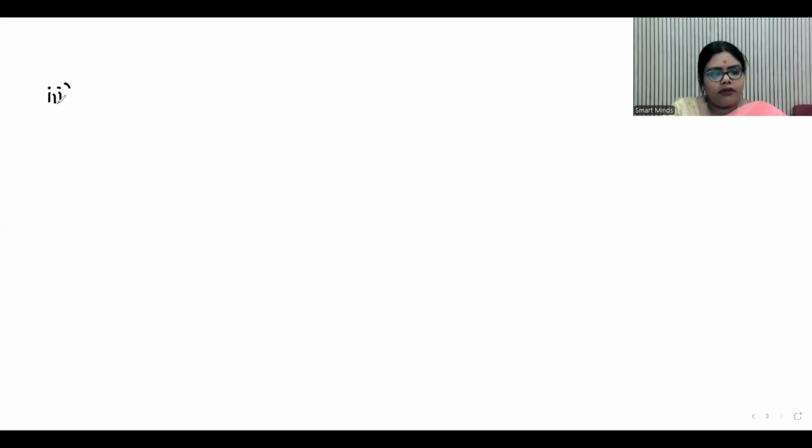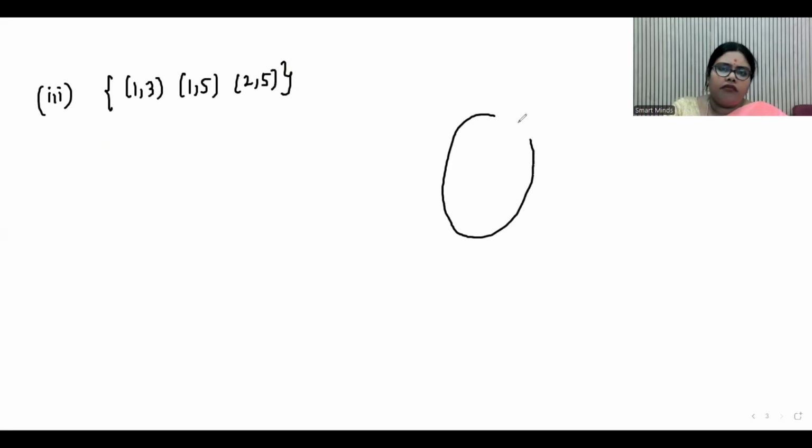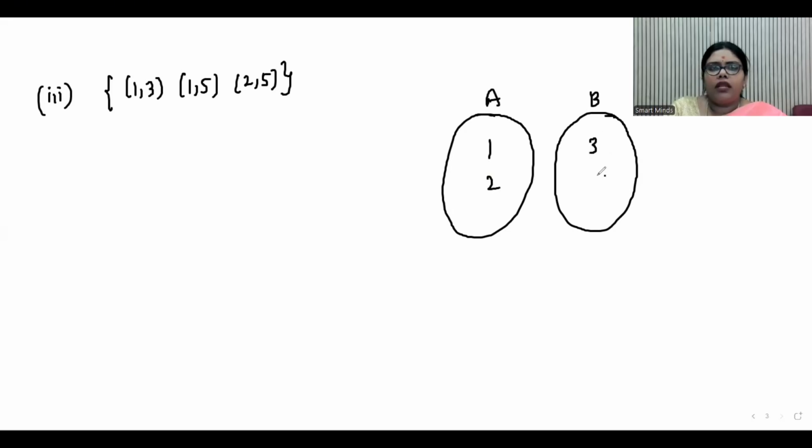Next, third bit. Third bit is 1, 3, 1, 5, 2, 5. Now again with the help of a figure we will see. This is A, this is B. So here you have 1 and 2. Here you have 3 and 5. 1 is mapped to 3 and 1 is mapped to 5. Then 2 is mapped to 5. So here in this case, it is not a function.